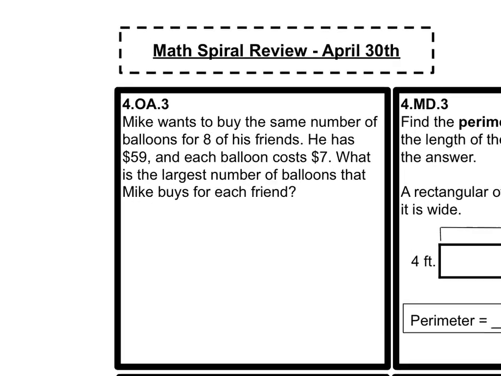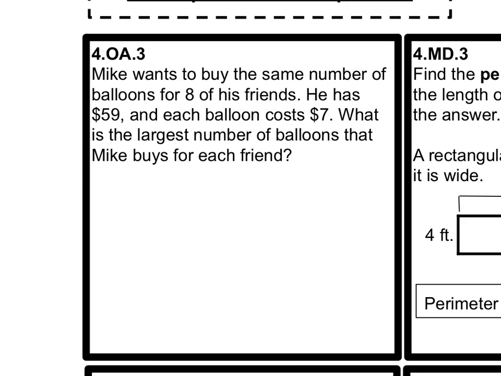So the first one we're going to look at is this word problem. It says Mike wants to buy the same number of balloons for 8 of his friends. He has $59 and each balloon costs $7. What is the largest number of balloons that Mike buys for each friend? Now, at first, this problem can seem a little overwhelming, but what we need to keep in mind is what is the largest amount of balloons that Mike can buy for each of his friends, not him included. And there are 8 friends, and he has $59 to spend, and each balloon costs $7.